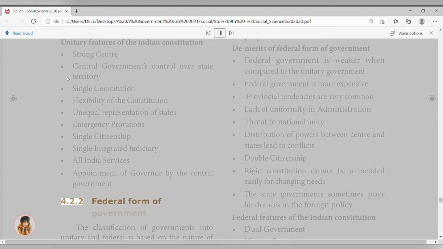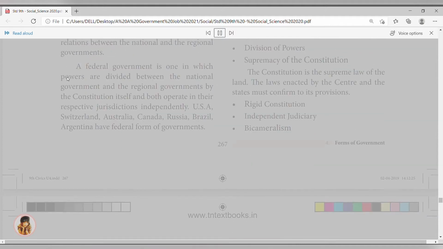Federal form of government. The classification of governments into unitary and federal is based on the nature of relations between the national and the regional governments. A federal government is one in which powers are divided between the national government and the regional governments by the Constitution itself, and both operate in their respective jurisdictions independently.